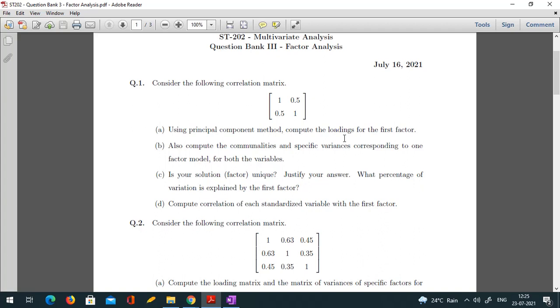What percentage of variation is explained by first factor? Eigenvalue upon sum of the eigenvalues. The first means the largest eigenvalue upon sum of the eigenvalues.